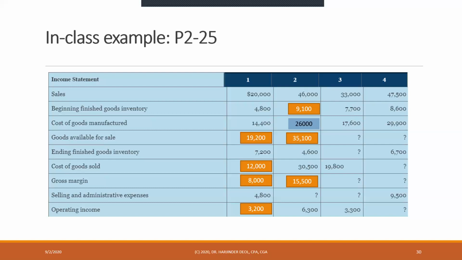And we're given that operating income for the company was 6,300. So if the gross margin were 15,500 and we were left with $6,300 of operating income, that can only happen if the selling and admin expenses were the difference between the two amounts, or 9,200.